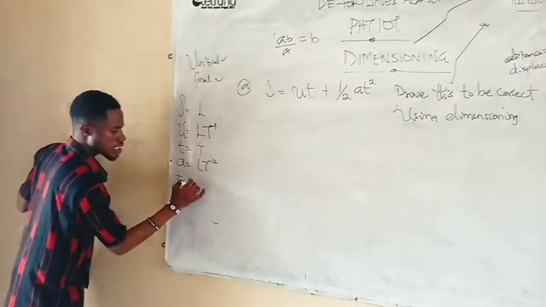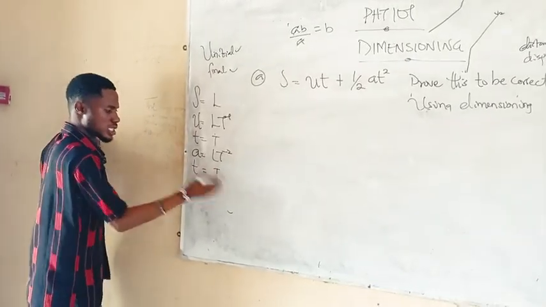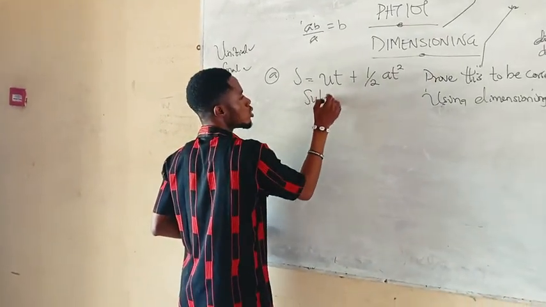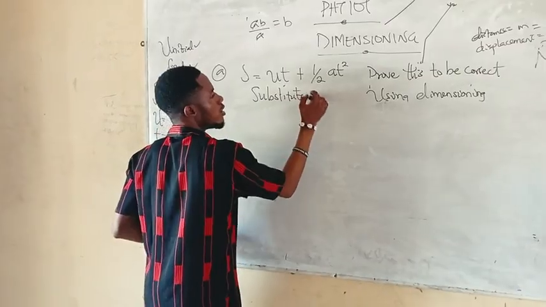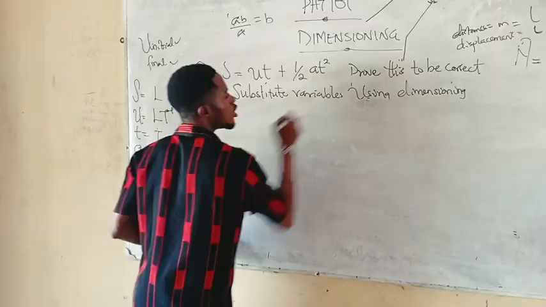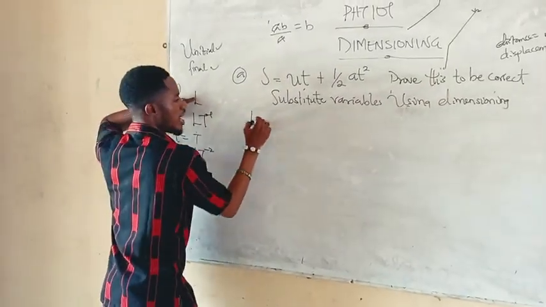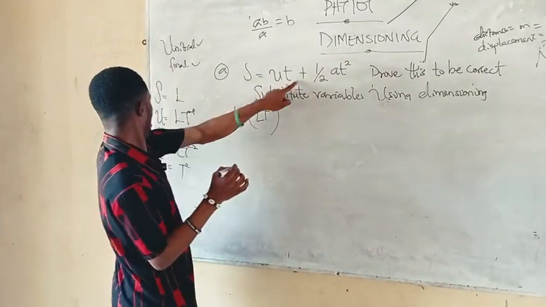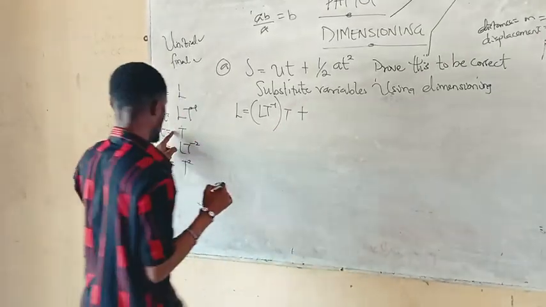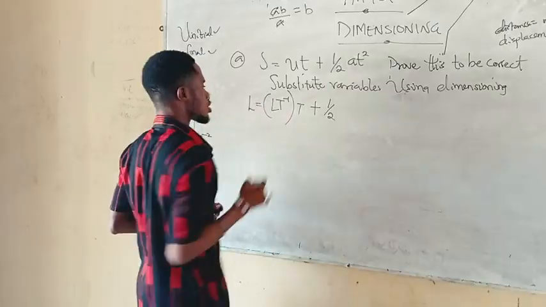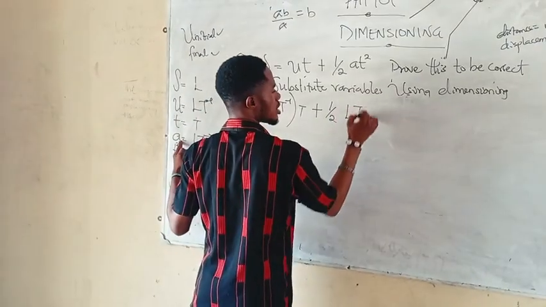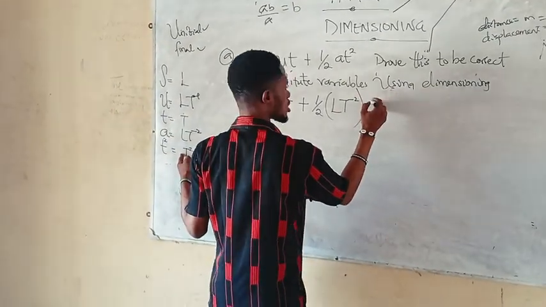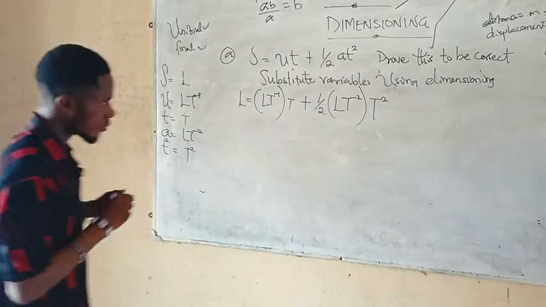T again is coming. T here is time. Time is T, but they squared the time there. So you can write here, substitute variables. Anywhere I see s, I put L here. For u, I put LT minus 1. I can put it in a bracket. Put T outside, T. Plus half, I repeat it, but it's useless to us. a is what? LT minus 2. And T here is T squared. And please look up, it's very, very simple.